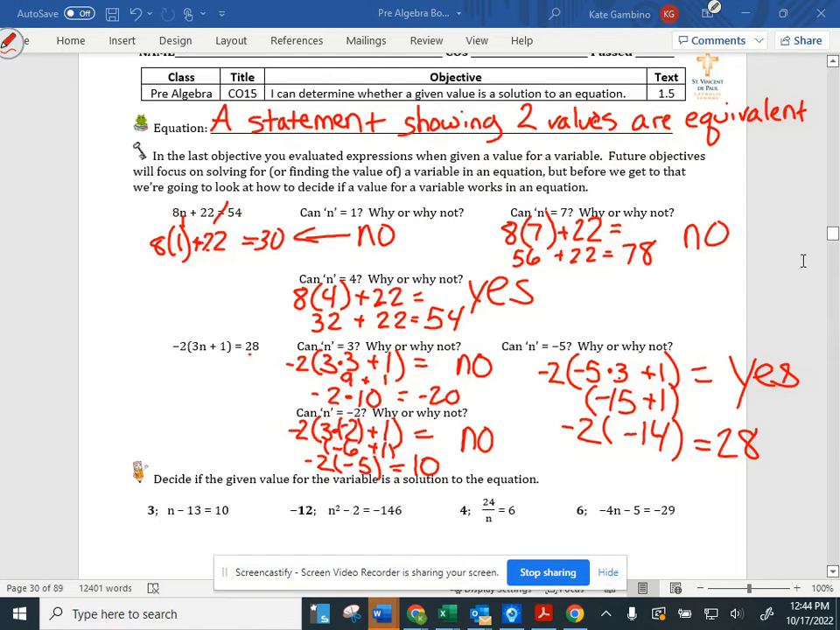So we have to prove that it's a no. You can't just write yes or no. You have to prove it. You have to do the math. So that was 3 times -2 inside of those parentheses.